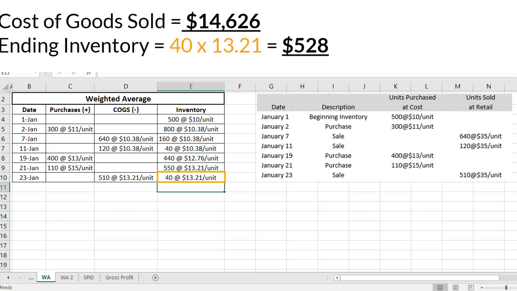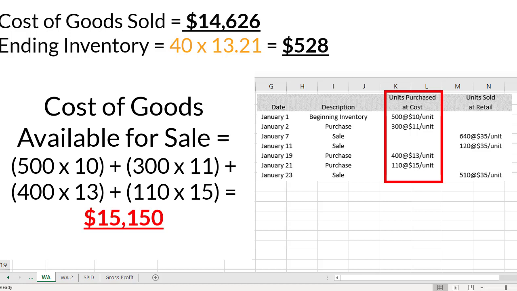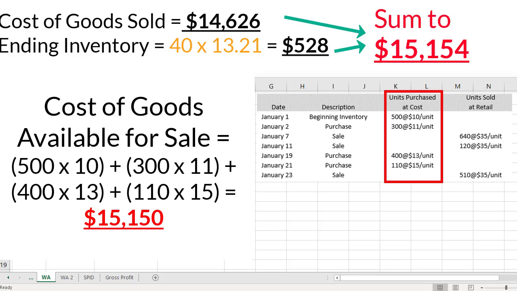But there's one more step we can take to check our work. We can calculate something called the cost of goods available for sale, which is simply the beginning inventory plus all purchases. So that's 500 times 10 plus 300 times 11 plus 400 times 13 plus 110 times 15 equals $15,150. Now, if we take the cost of goods sold of $14,626 and add that to the ending inventory of $528, we get, well, $15,154.